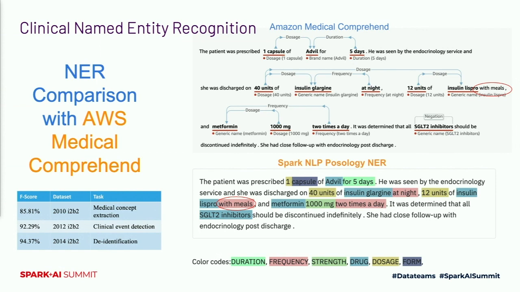When we compare ourselves with the Amazon AWS medical component, we are doing comparatively better, actually. We randomly tested some comparisons, and we see that we are able to extract more entities than the paid service medical component does.